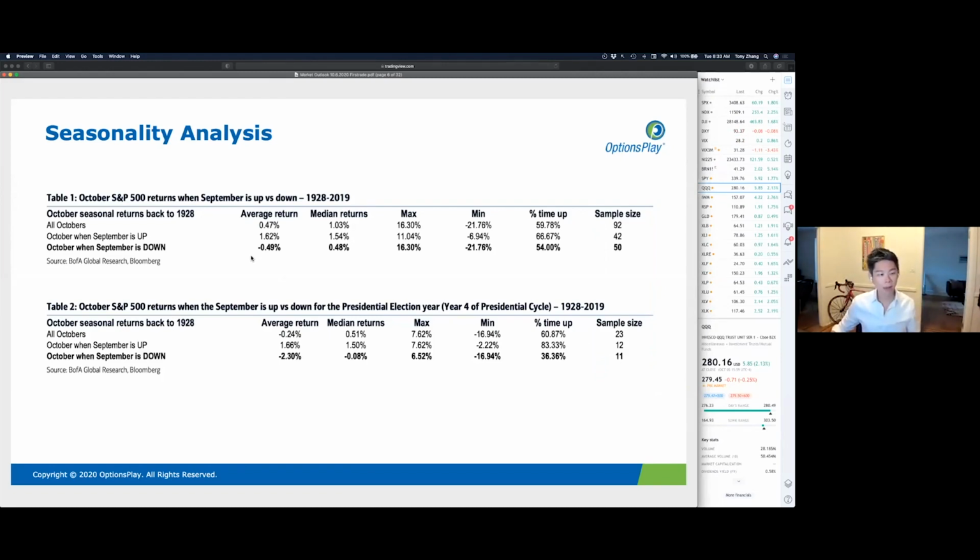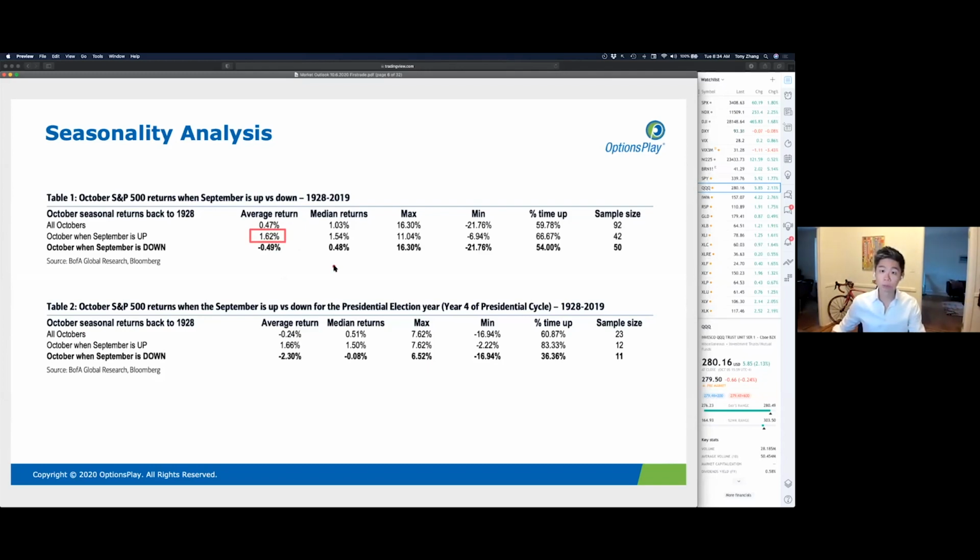So when we go back and look at all of the Q4 returns in the S&P 500, you'll see that the average October is only about 0.4%, or so. Now, the difference here is the fact that if going into Q4, September is an up month, that number increases substantially to about 1.62%.